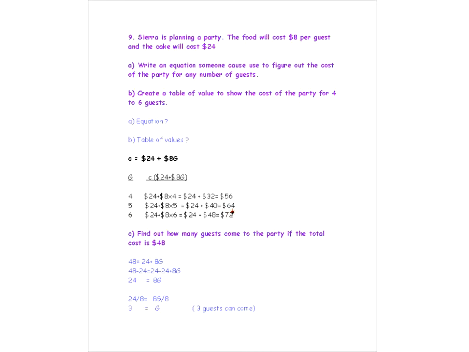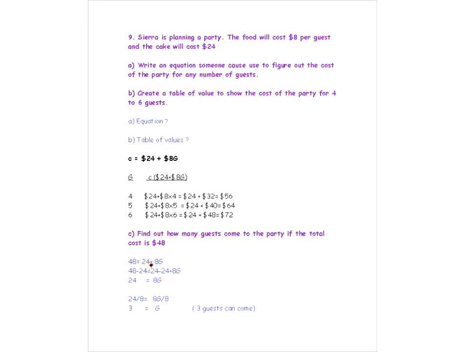Part C says, find out how many guests can come to the party if the total cost is 48. Okay, so again, here's our equation. If instead of having C equals 24 plus 8G, we have 48, that's our cost. So 48 equals 24 plus 8G is our equation, and that's what we need to solve. So we start off with 48 equals 24 plus 8G, and we solve for G.